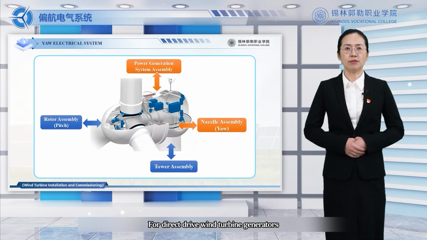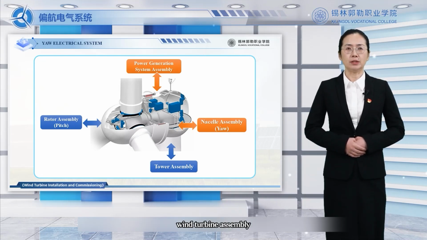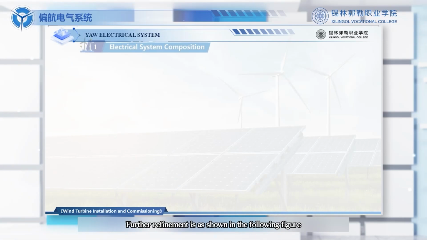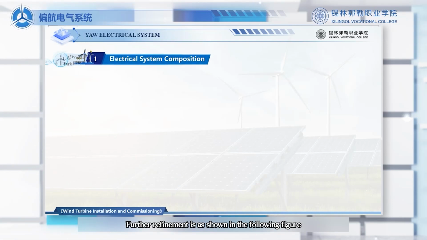For direct drive wind turbine generators, they generally consist of four major parts: wind turbine assembly, nacelle assembly, tower assembly, and power generation system assembly. Further refinement is as shown in the following figure.